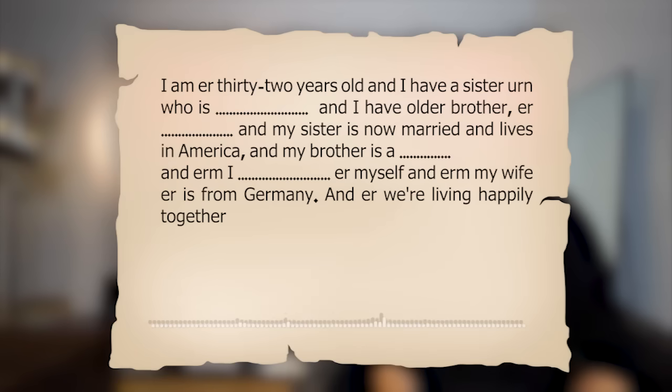Let's go. I am 32 years old and I have a sister who is 28 and I have older brother 34 and my sister is now married and lives in America and my brother is a lawyer. And I am married myself, and my wife is from Germany, and we are living happily together.